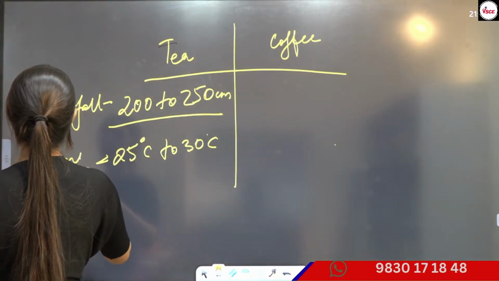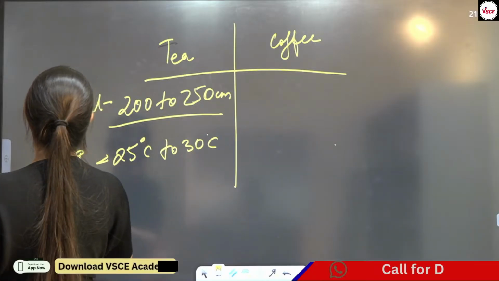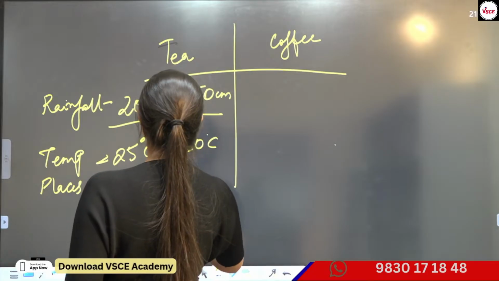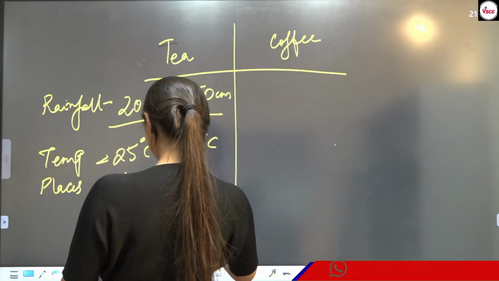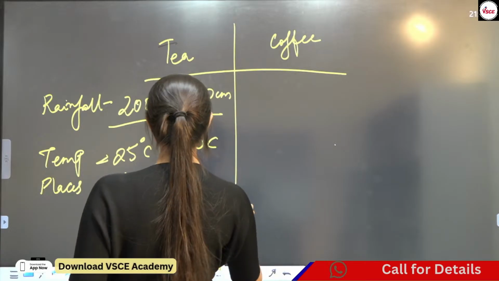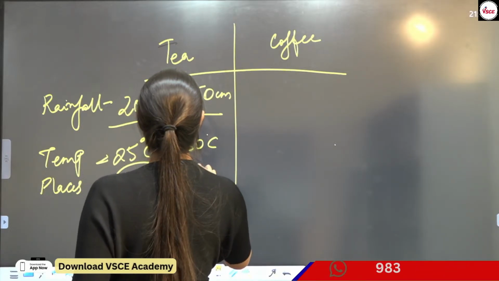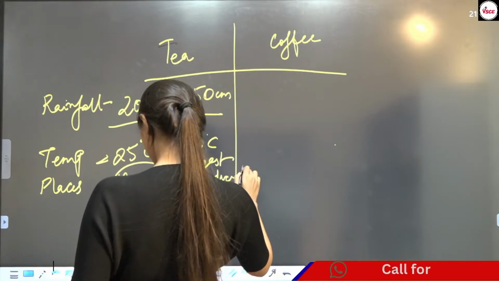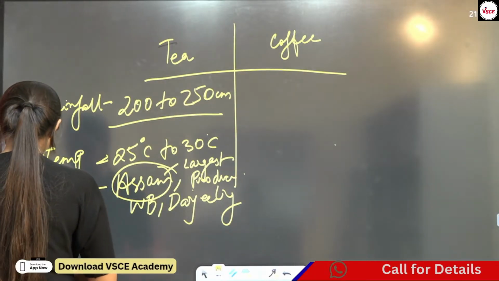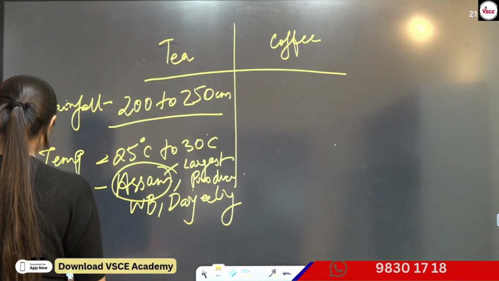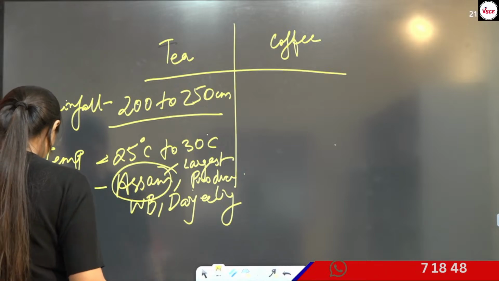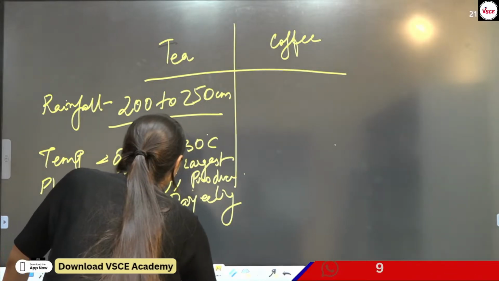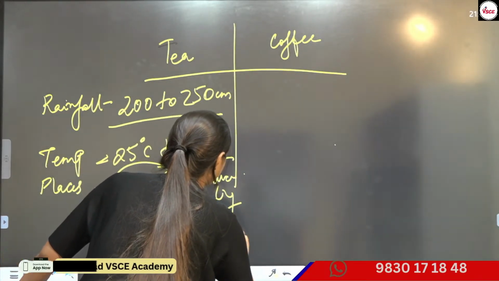This is the temperature. Where is it found? For distribution, you can say Assam, West Bengal, and Darjeeling. The largest producer of tea in India is Assam. That's all for tea. We also export tea to a lot of places, and we can also talk about Tamil Nadu, Kerala, and Karnataka in the south.